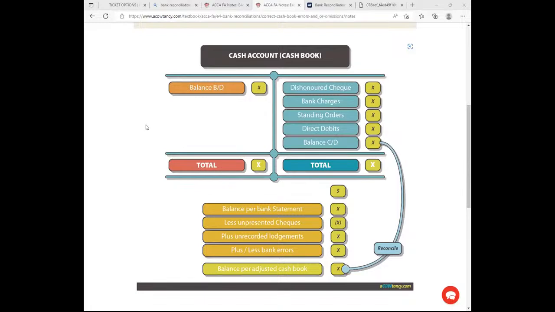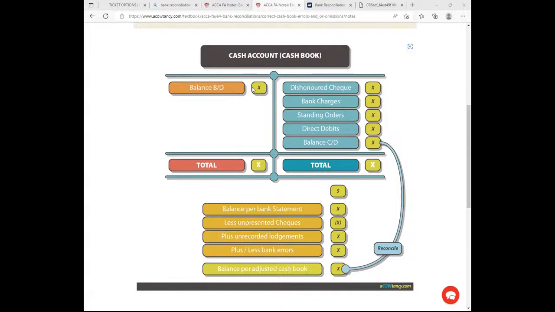I hope you are able to see there are two major things that you must always have. Whenever you talk of a bank reconciliation, you must have a cash account, what you are calling a cash book. A cash book, bring the balance brought down. Put it there on the debit side. And then there are items here that you must always come and make direct adjustments for in the cash book.